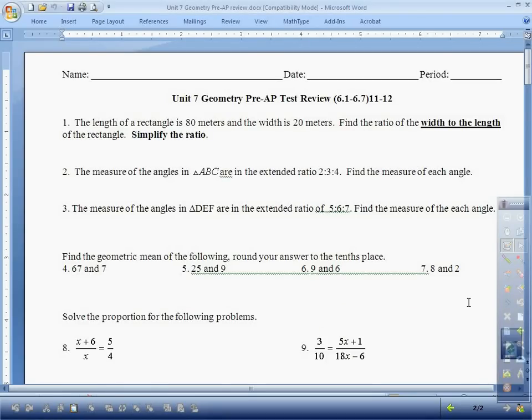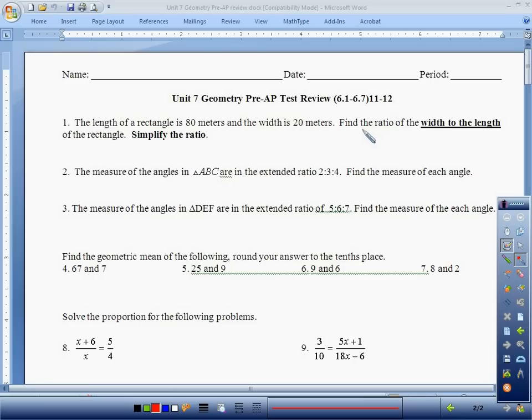Okay, the Unit 7 Geometry Test Review. This is for Chapter 6, 6.1 through 6.7 on Similarity. In problem number 1 here, I have a rectangle which has a length of 80 and a width of 20. I'm asked to find the ratio.